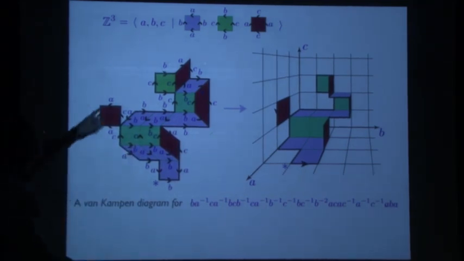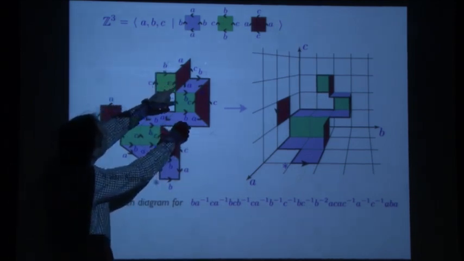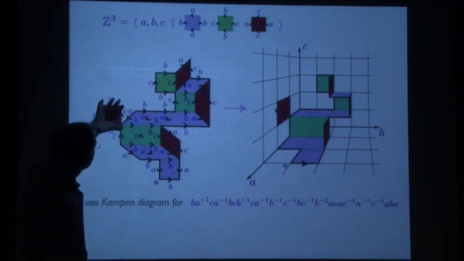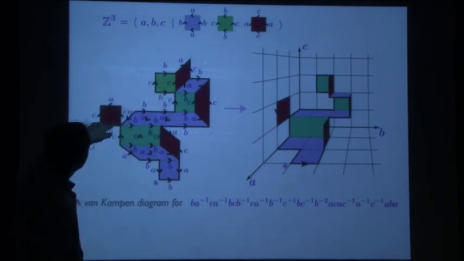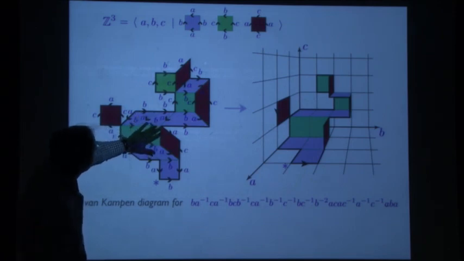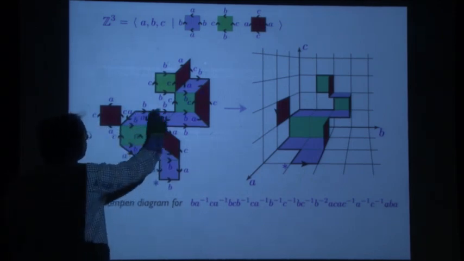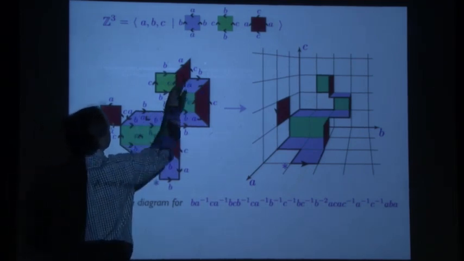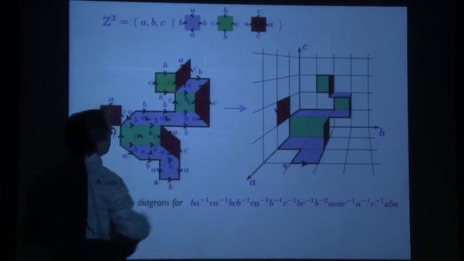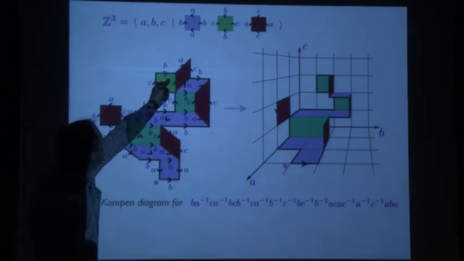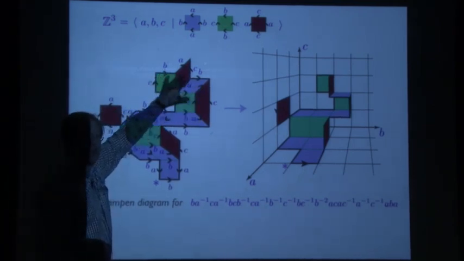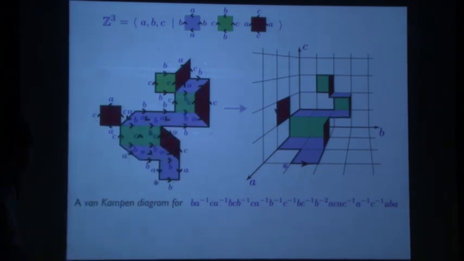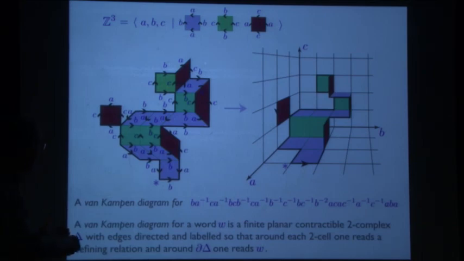It's A and B commute, B and C commute, and C and A commute. And this planar diagram is a cellulation of a disk, or in fact a singular disk. It's not a topological disk. It's cellulated by these cells in such a way that the edges match up, sort of like a jigsaw puzzle, but with flexible pieces.